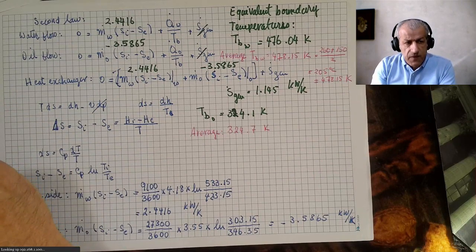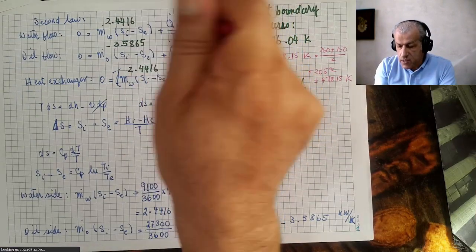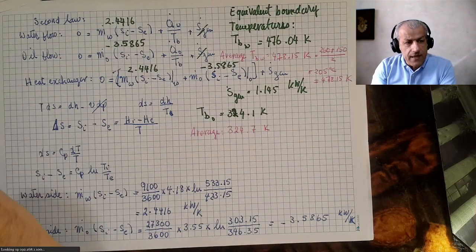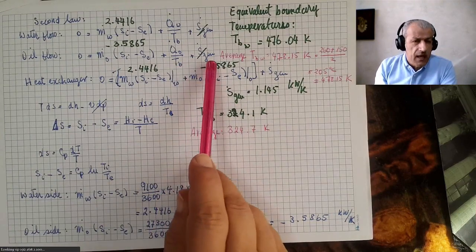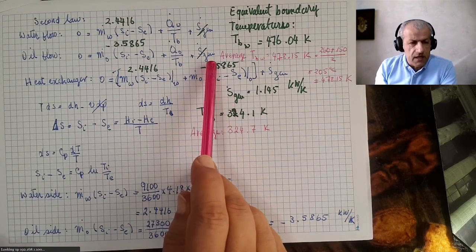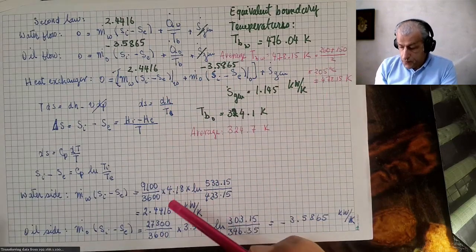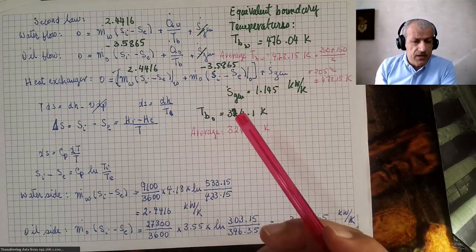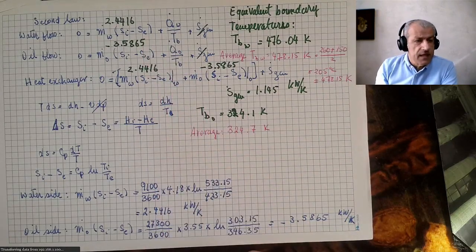You see, alternatively, if you wish to just not put S equal to 0 and calculate it, you had to assume a value like this one for TB, and you would gain a very small value for S dot gen, which would be ignorable generally. But this is the better approach to calculating the equivalent temperatures from this equation and this equation for the water side and oil side.